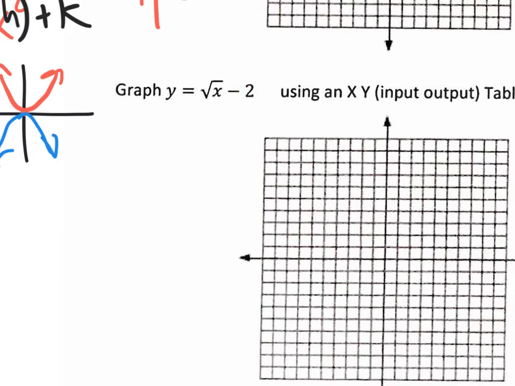So what is your h value? It's the number that's being subtracted from x inside the square root. There is nothing being subtracted from x inside the square root. What's the k value?